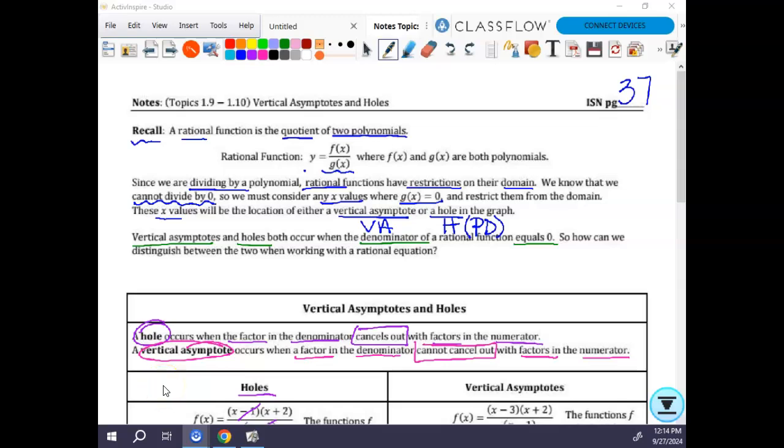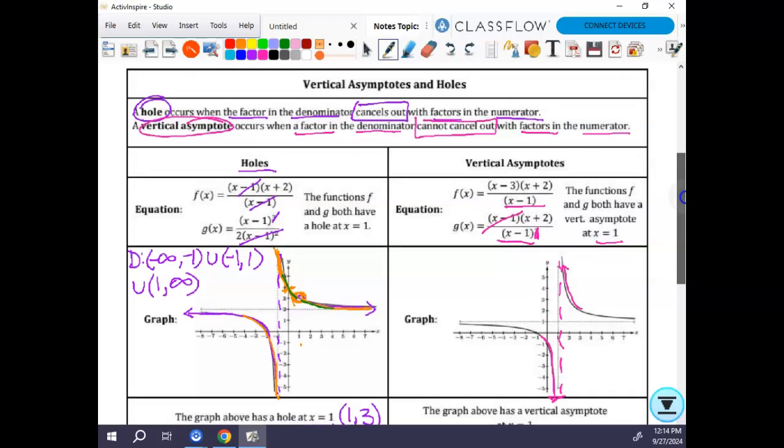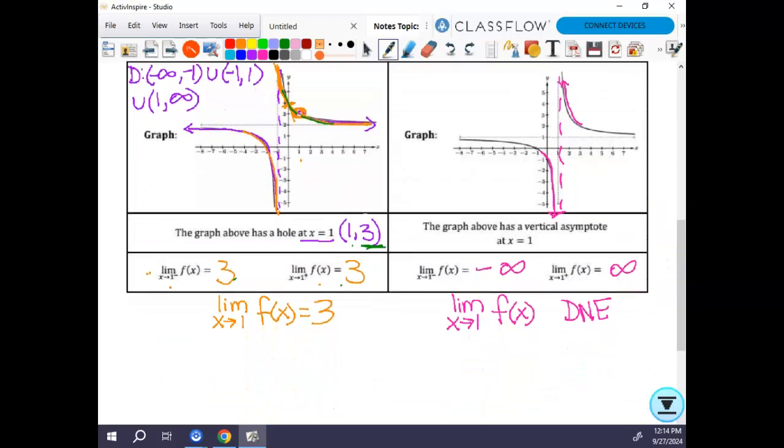Okay, we're going to do a quick recap. We're still talking about rational functions, specifically the vertical asymptotes and holes, and we have connected them to limits. So if I have a limit that is approaching a hole from the left or the right, then the answer to that limit is going to be some number. Okay, so I have an infinite amount of possibilities there.